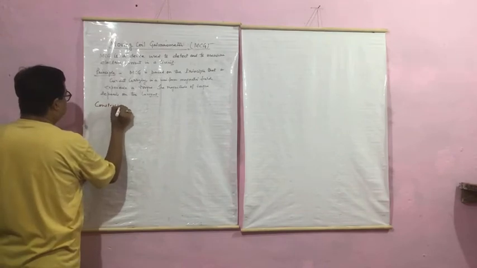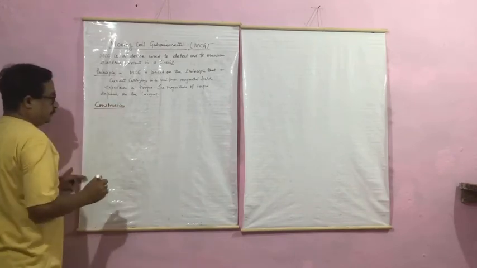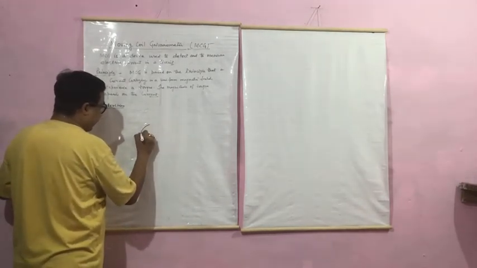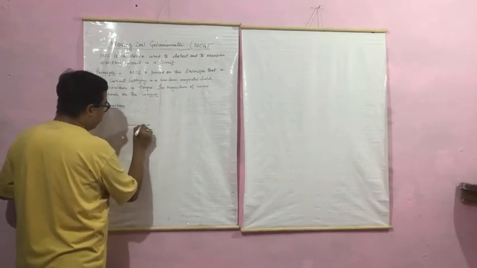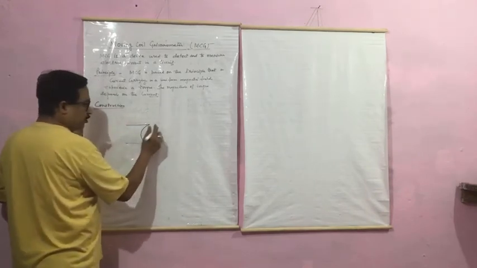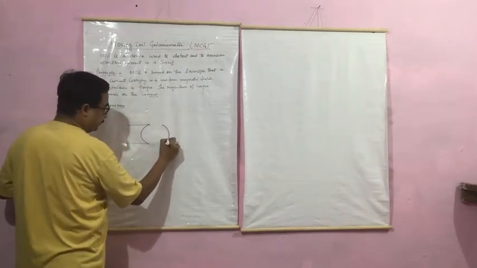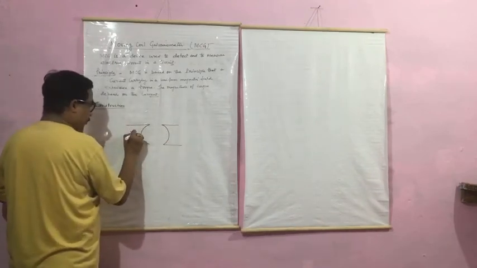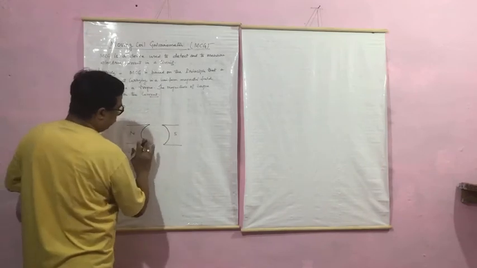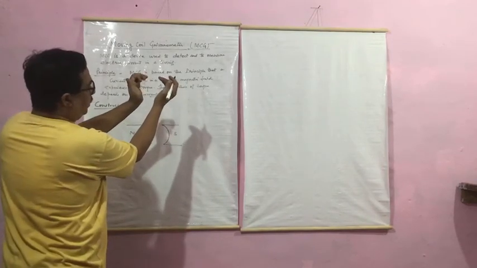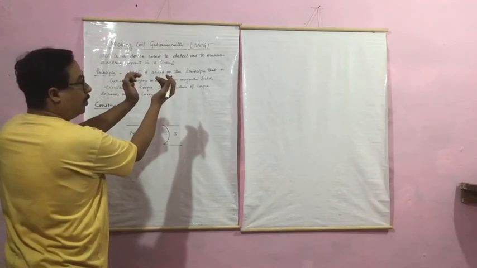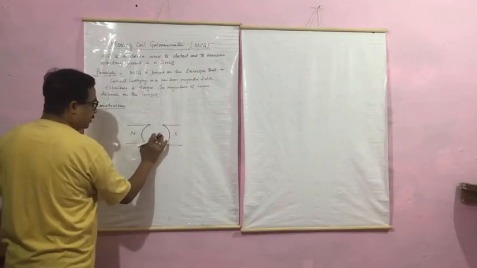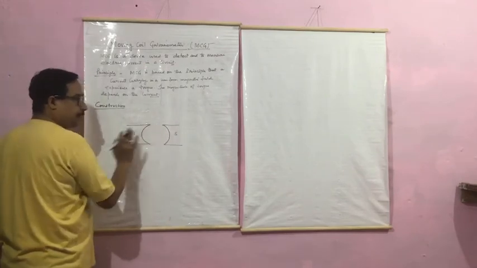Construction. So we have specially designed magnetic pole pieces, hemispherical in shape. So this is north pole, this is south pole. So these are hemispherically shaped magnetic poles. One is north pole, one is south pole, and in this region there is a uniform magnetic field produced by these magnetic poles.